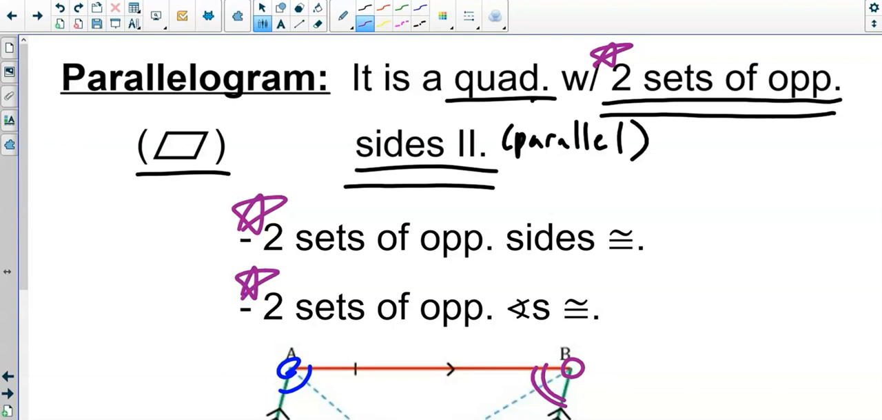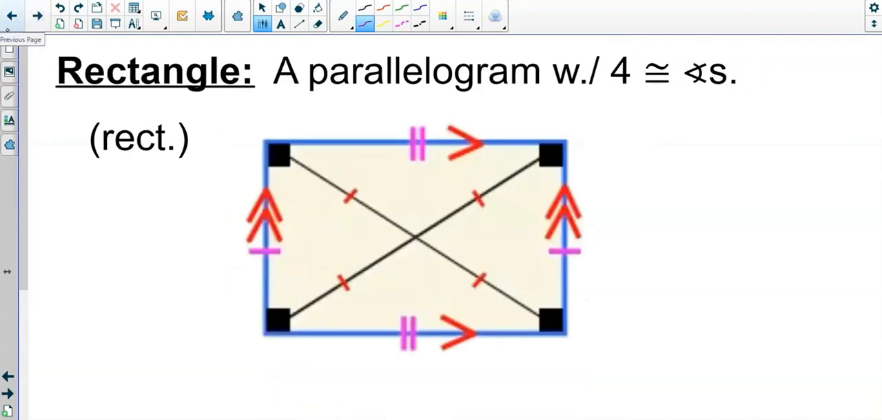So let's talk about our next shape. And the next three shapes that we actually talk about, they're going to be relatives of the parallelogram. So everything that you see right here that I starred, all of these next three shapes will share those same features. Two sets of opposite sides will be parallel. Two sets of opposite sides will be congruent. Two sets of opposite angles will be congruent. So the next one I want to talk about is the rectangle.